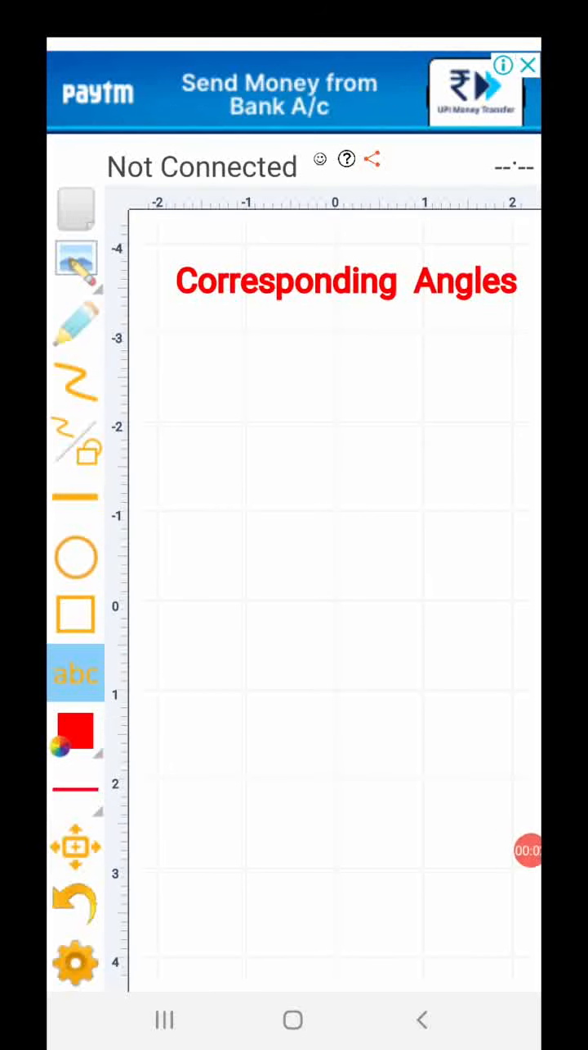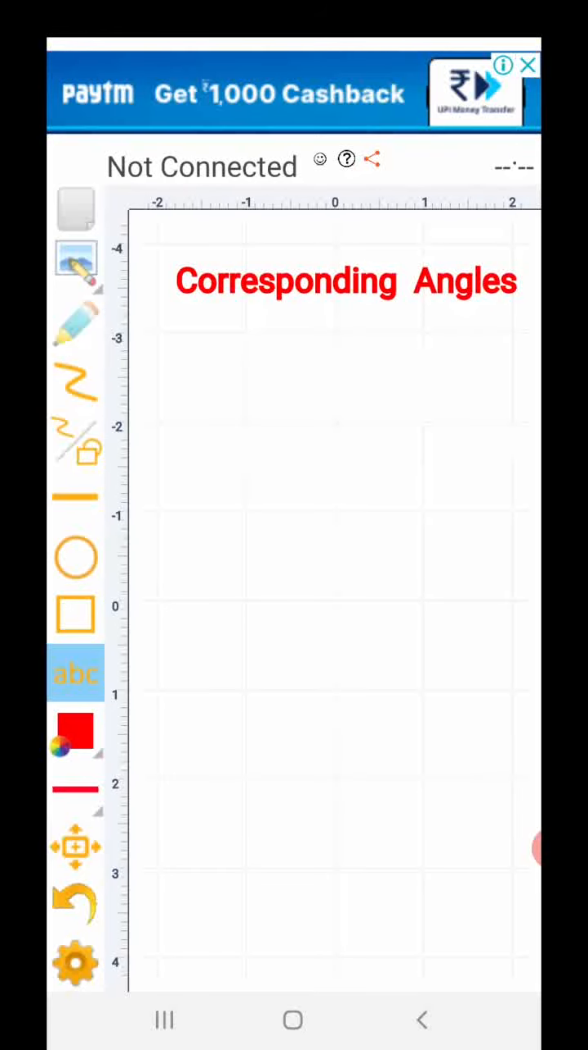Hello student, last class we discussed the angles made by a transversal with two lines. In there we discussed exterior angle and interior angle. Now we'll discuss the corresponding angles. Corresponding angles means what? The angles which are in a similar position with respect to the transversal.